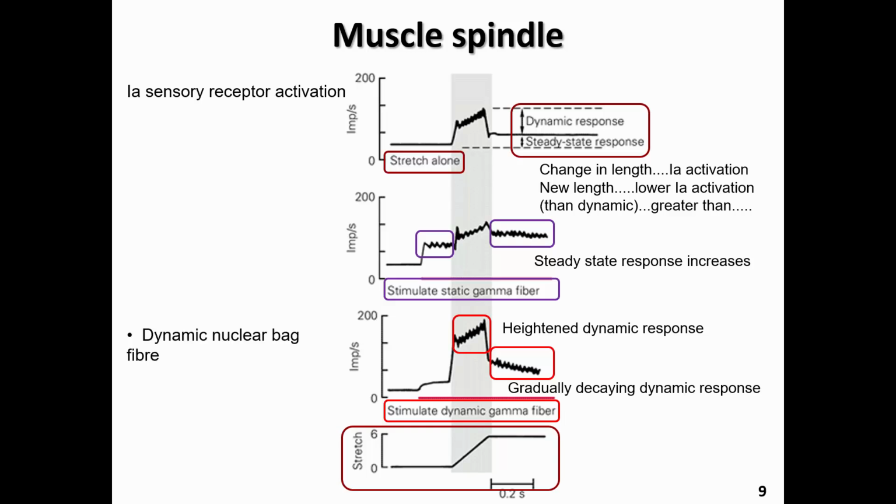So in terms of the dynamic nuclear bag fibers, recall that this bottom tracing is specific to 1A activation and not type 2, which are the secondary endings, which tend to be active to a greater extent when a muscle is not actively stretching, when it's at its new length. So this ends our first video on the different types of intrafusal fibers.